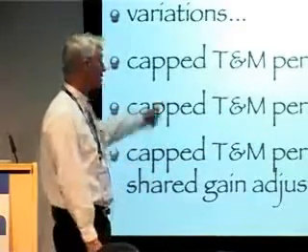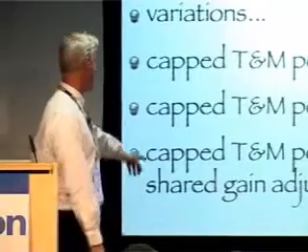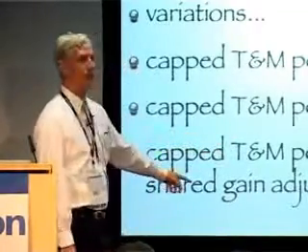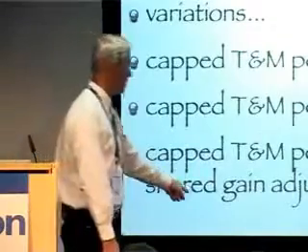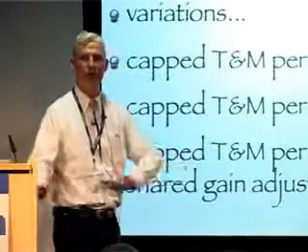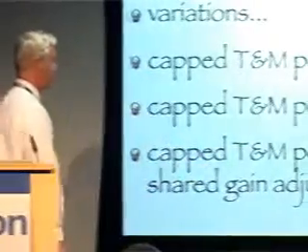Capped T&M per iteration is something I've also seen and used. And another is a capped T&M per iteration, where if we come in under the cap, in other words, there's some saving. We've done contracts where some of the gain is shared between both the supplier and the customer.